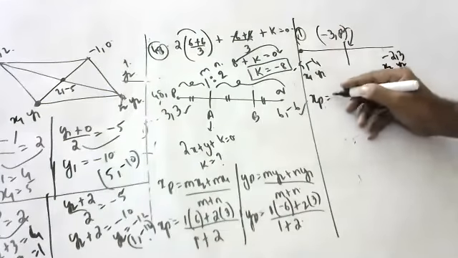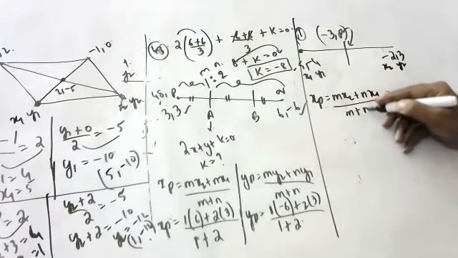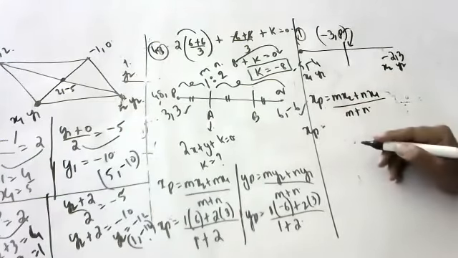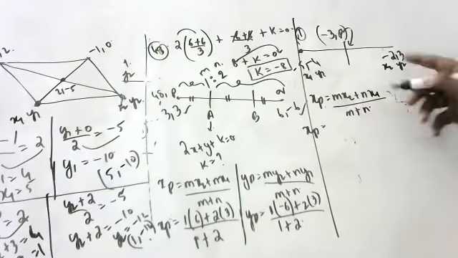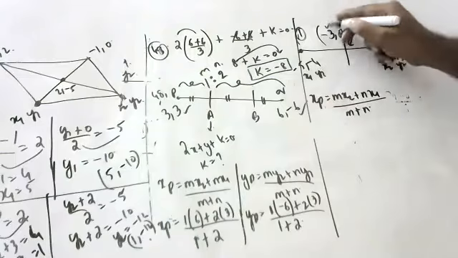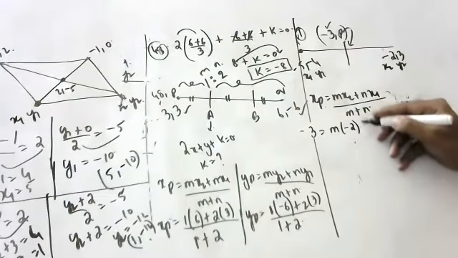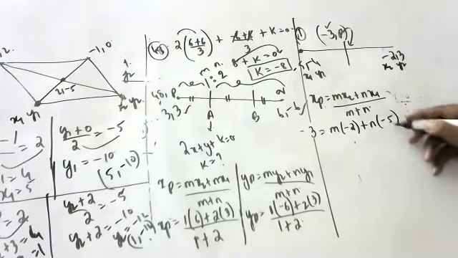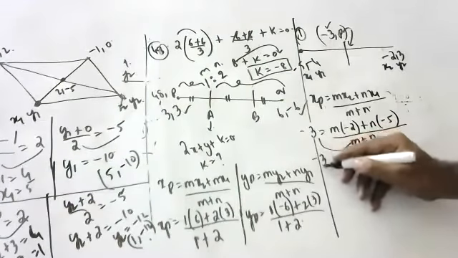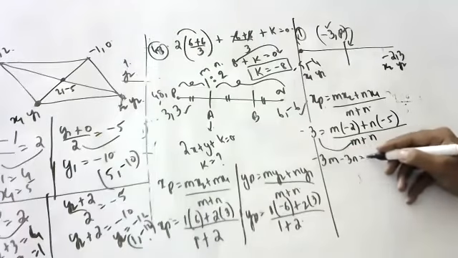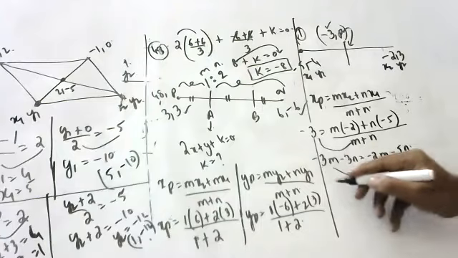Children, x equals (m x2 + n x1) by (m + n). Who will tell this question? M into minus 2. Now, sir, x = P is minus 3. So minus 3 is equal to m into minus 2 plus n into minus 5 by m plus n.